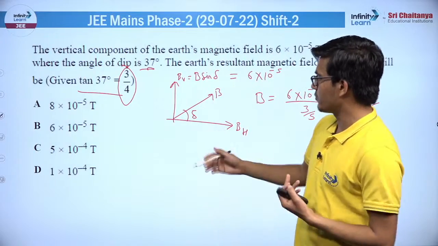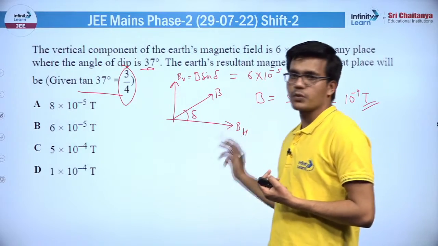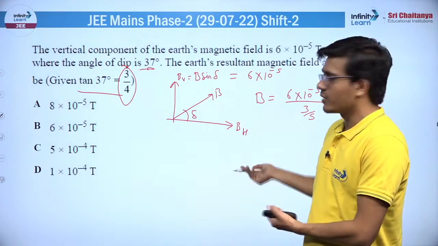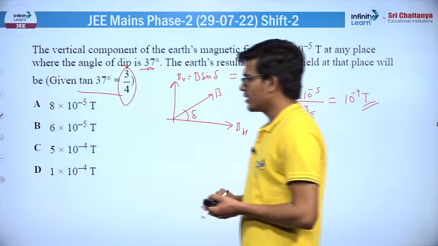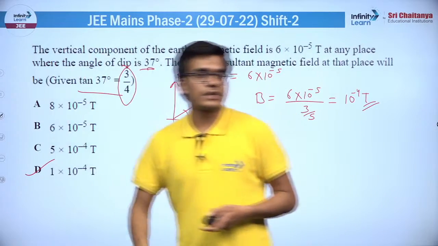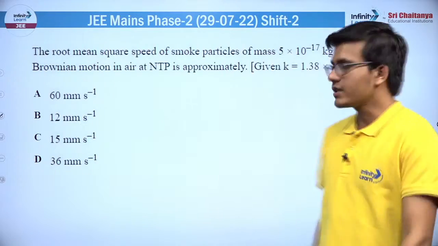If you can apply that formula also, tan 37 is equal to BV upon BH. For that you need to find BH also, but you directly use sine 37, so answer will be 10 to the power minus 4 Tesla, that is D option. Moving to the next question.